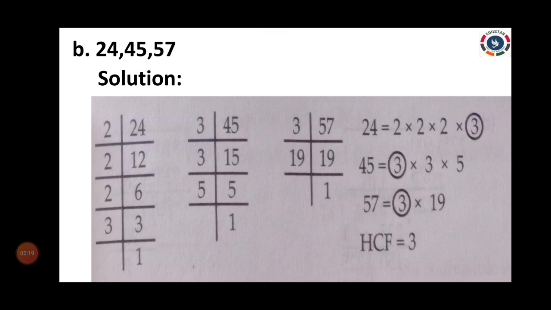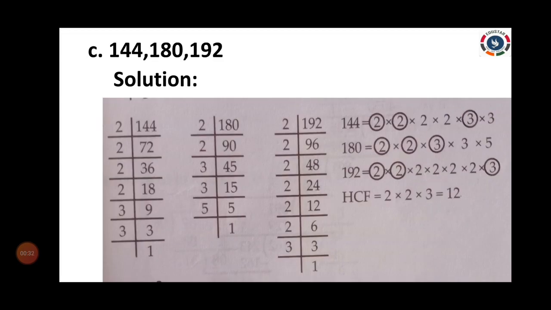Then B, 24, 45 and 57. Write down the solution. The HCF of 24, 45 and 57 is equal to 3. And C, 144, 180, 192. The HCF of 144, 180 and 192 is equal to 12.